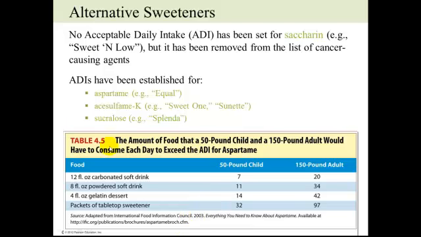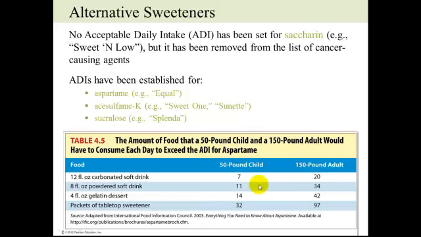and they have established an ADI, which is an acceptable daily intake. This is an upper level, and this has been established for aspartame and sucralose. Those are the two big ones that are usually common. So here's just an example. This shows the amount of food that either a 50-pound child or a 150-pound adult would have to consume each day to exceed the ADI for aspartame. Remember, ADI is the safe level, the acceptable daily intake. It's actually got a huge amount of safety built into it.